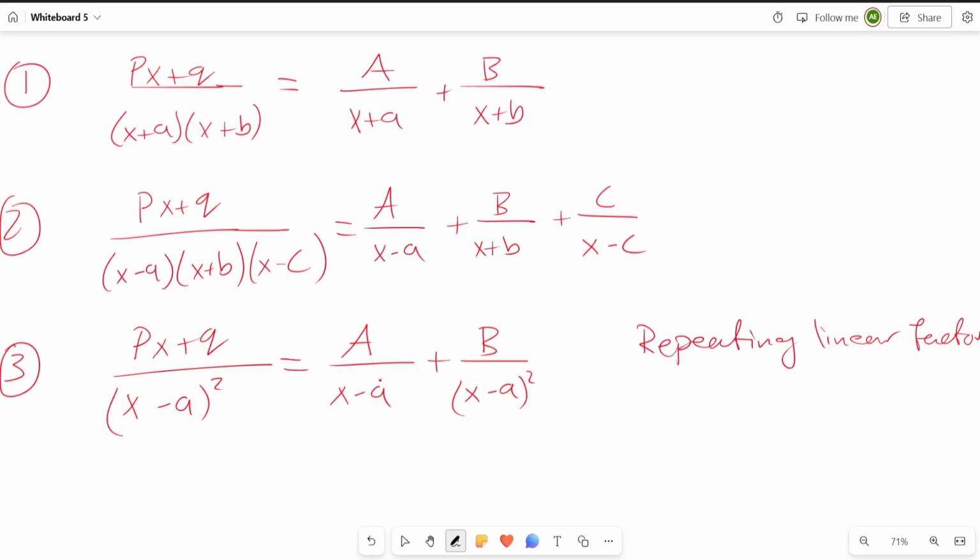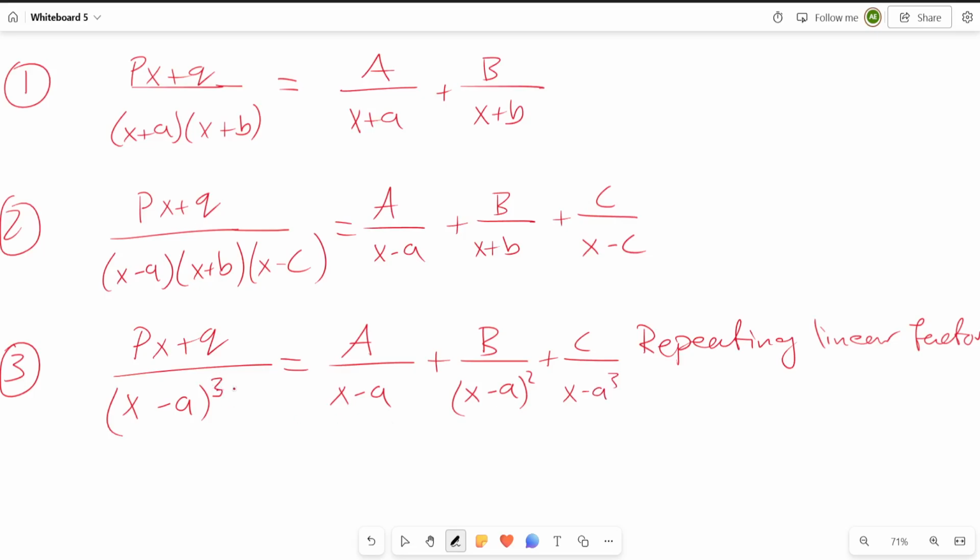When we have something like this, we keep on adding terms and increasing the power by 1 until we reach the maximum power. So for example, if this was x minus a cubed, then I will add plus c over x minus a cubed.